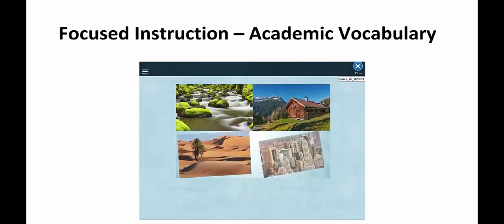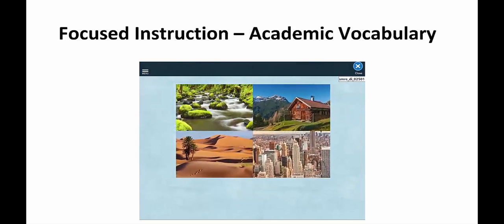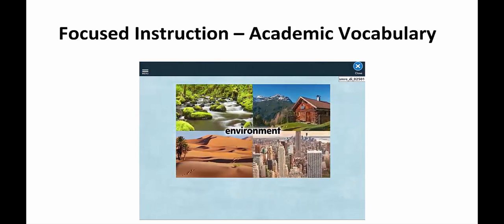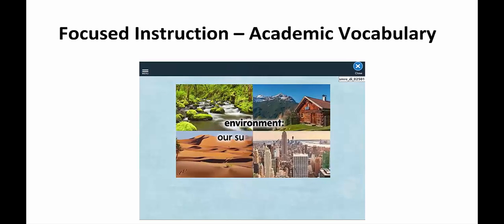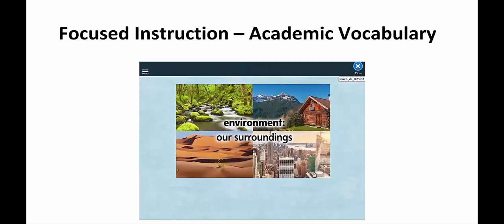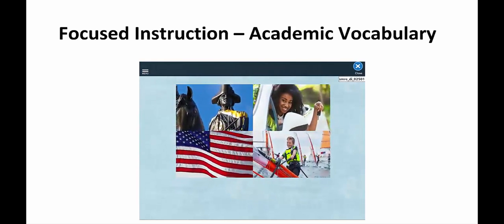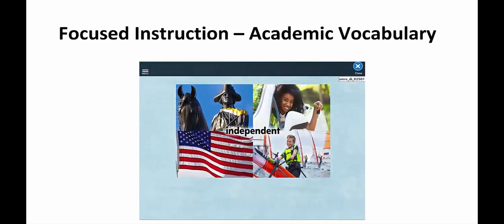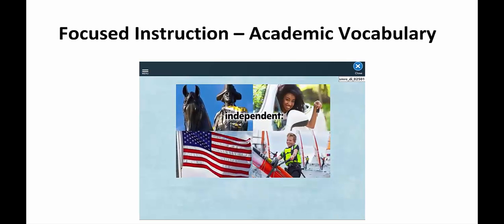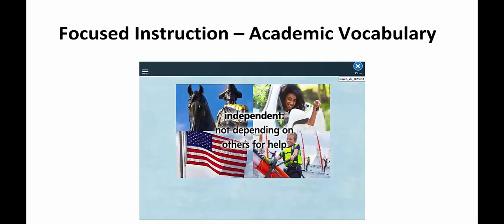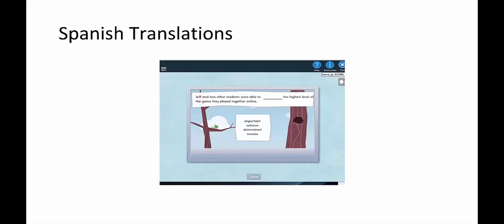Look at these pictures. What do they have in common? These pictures all show different surroundings. The word environment means our surroundings. Let's take a look at these pictures. They all show people who are doing things on their own. The word independent can mean not depending on others for help.